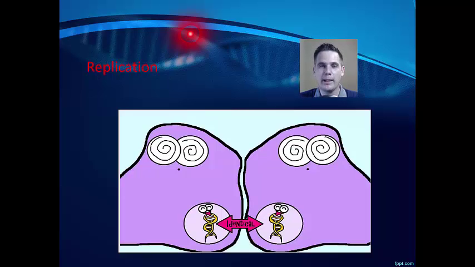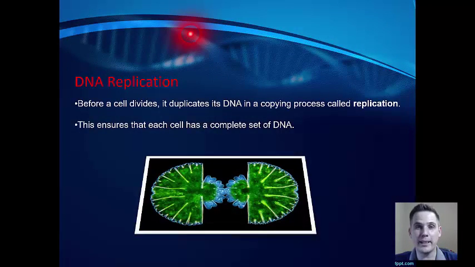And how does it divide in such a way that its genetic code gets properly copied into the new cell? Well, how it does that is through DNA replication. Before a cell divides, it duplicates its DNA in a copying process called replication.